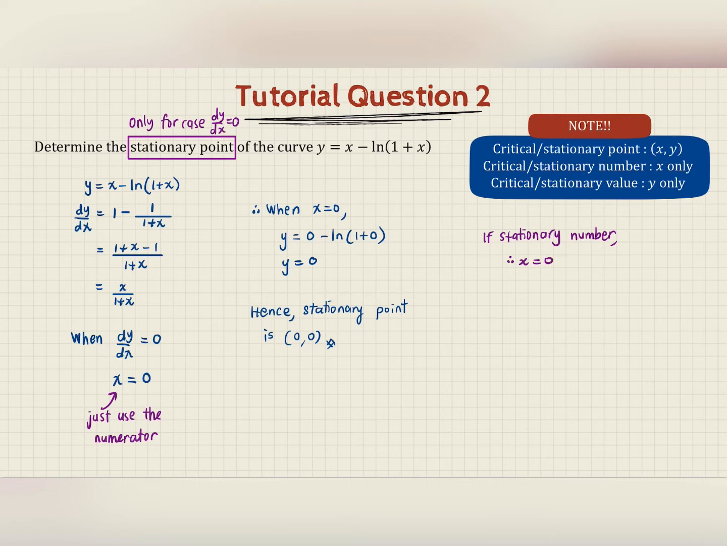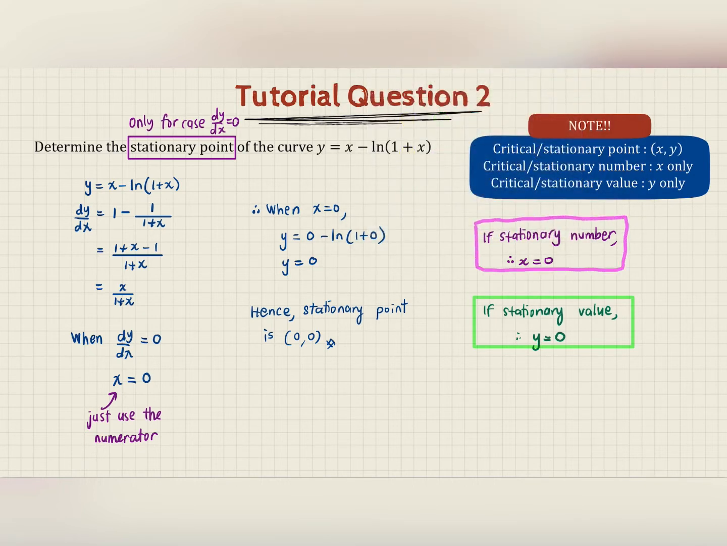Okay, kalau soalan minta stationary value, okay, so untuk stationary value, your answer will be value of y. So y kita apa tadi? Equal to 0. Alright, so ini adalah benda yang kamu kena take note jugalah. Okay, bila dekat soalan tu dia minta apa? Value ke, dia minta number ke, and so on. Alright, so ini saya boldkan. Here, kita kena refer kat sini jugalah, when dy dx equal to 0.